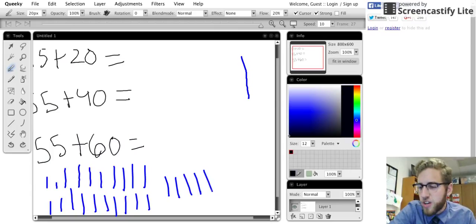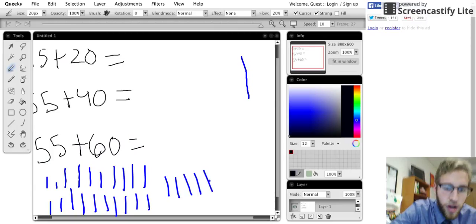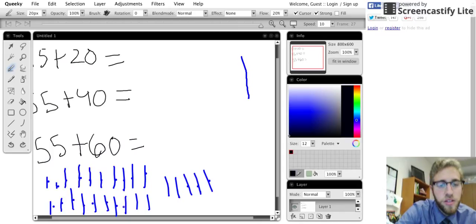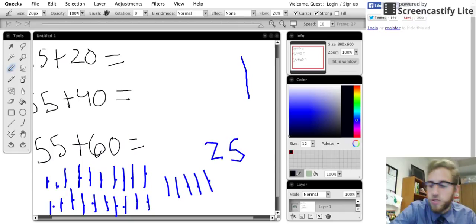And it said, how many strips of 10 did she buy? Well, she bought 1, 2, 3, 4, 5, 6, 7, 8, 9, 10, 11, 12, 13, 14, 15, 16, 17, 18, 19, 20, 21, 22, 23, 24, 25. But that takes an awful long time. She bought 25 strips of 10. That takes a little bit longer than it has to.